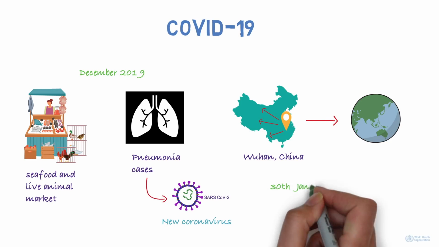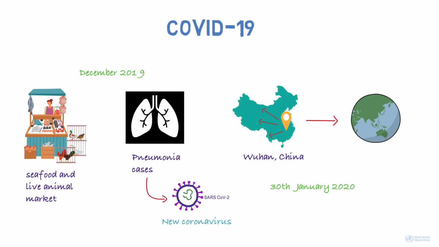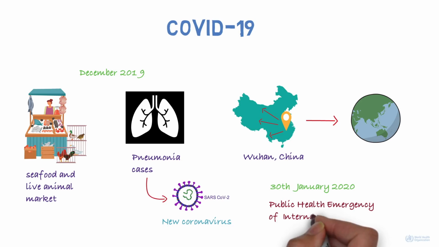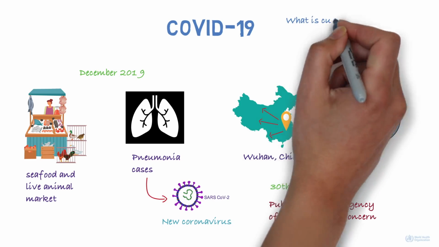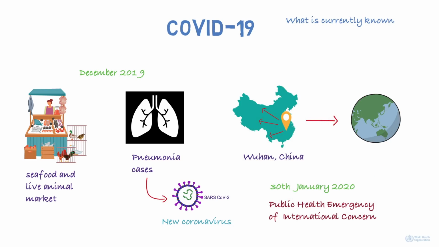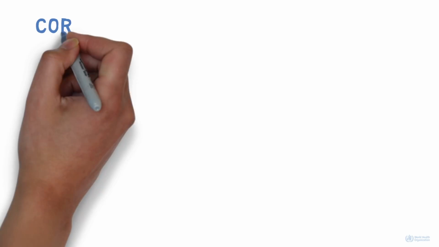On 30 January 2020, the World Health Organization declared the outbreak a public health emergency of international concern. In this video, we'll take a quick look at what is currently known about COVID-19. Keep in mind that this is a new disease, and what's known is rapidly evolving and might change in the future. So what is a coronavirus?